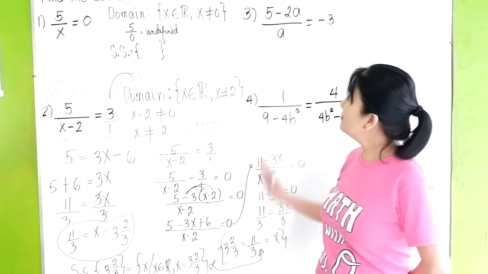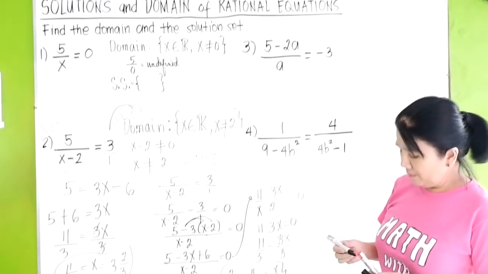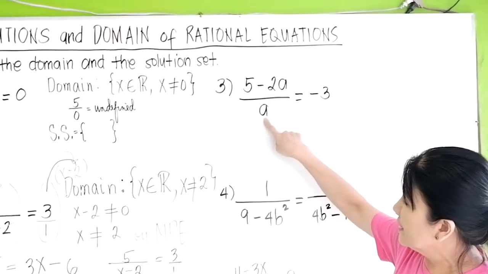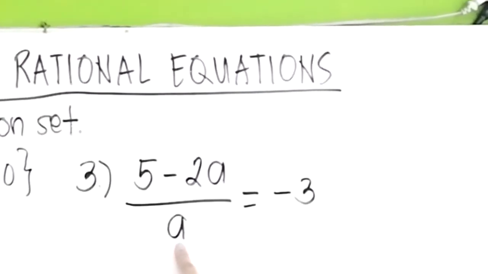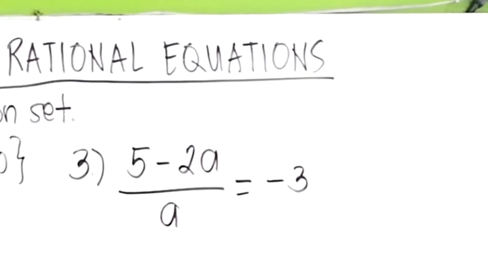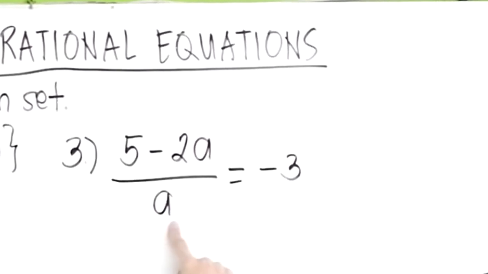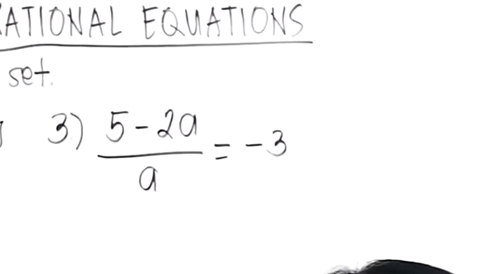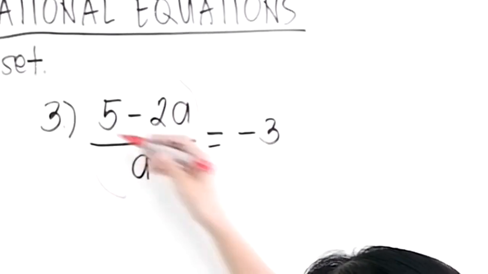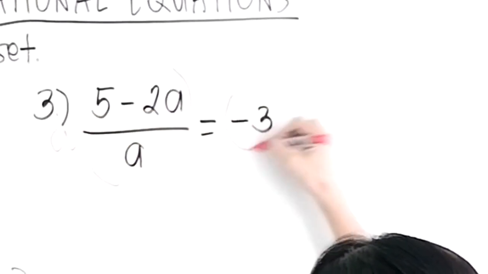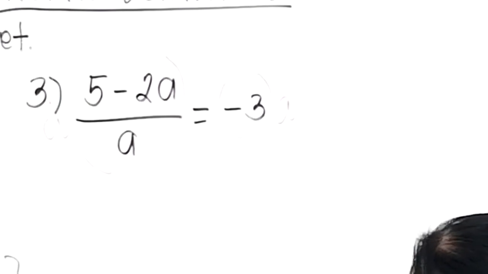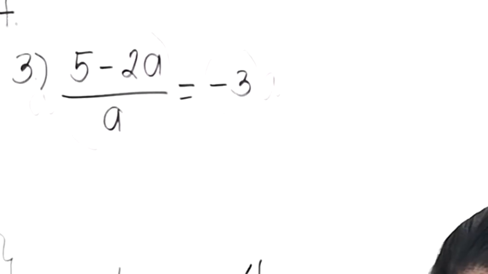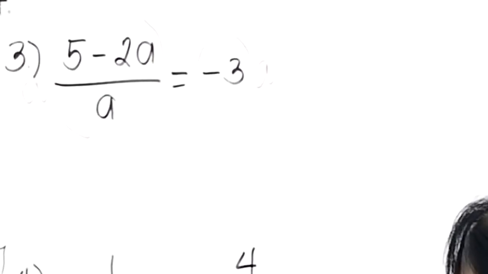Let's move to problem number 3. In problem number 3, I made sure that you have a monomial in the denominator. You will see why. If you have a monomial in the denominator, it would be better if you apply the MPE by multiplying a to both sides of the equation by MPE. And then solve for a.